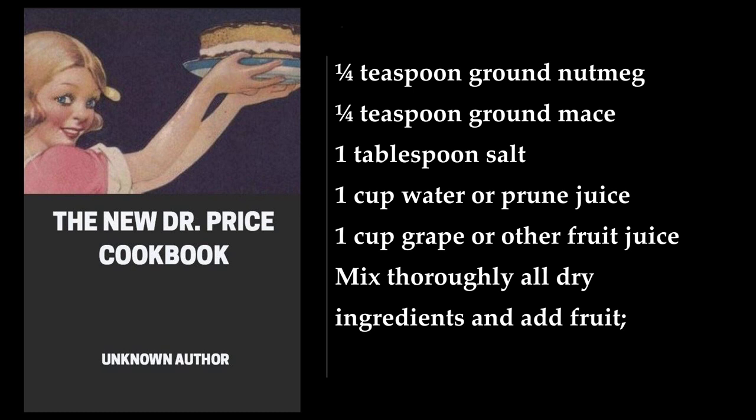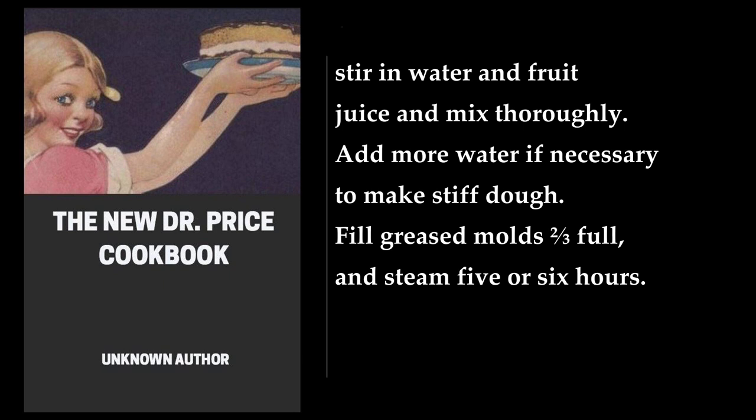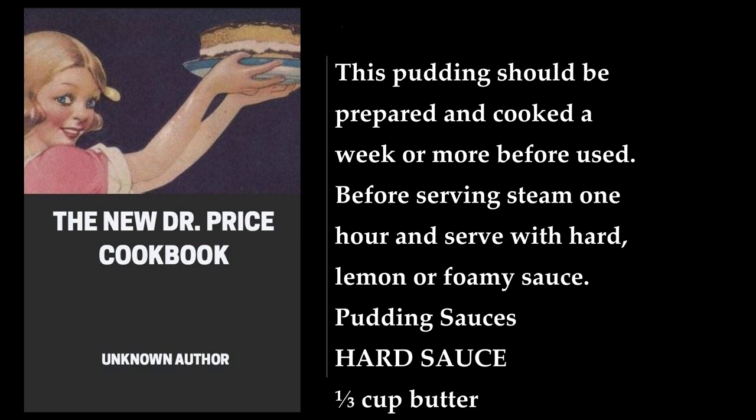Mix thoroughly all dry ingredients and add fruit. Stir in water and fruit juice and mix thoroughly. Add more water if necessary to make stiff dough. Fill greased molds 2/3 full and steam 5 or 6 hours. This pudding should be prepared and cooked a week or more before used. Before serving, steam 1 hour and serve with hard, lemon or foamy sauce.